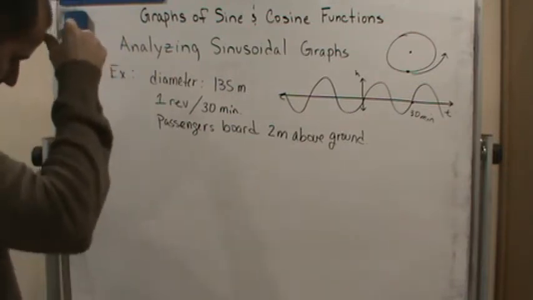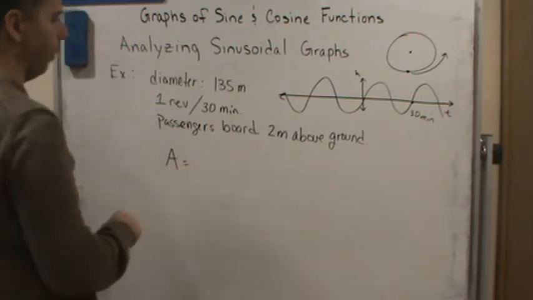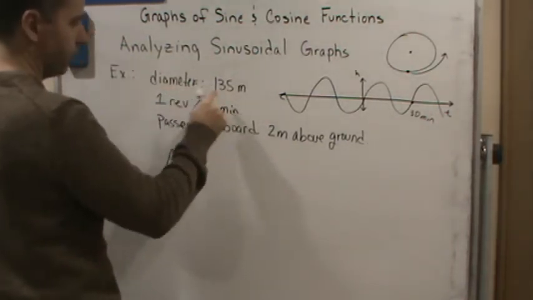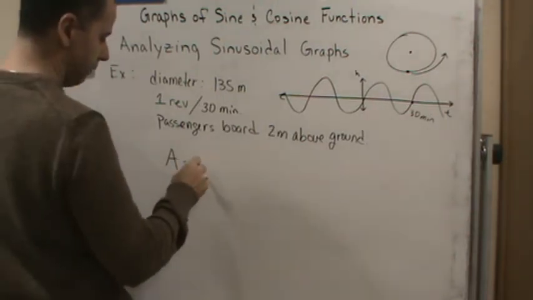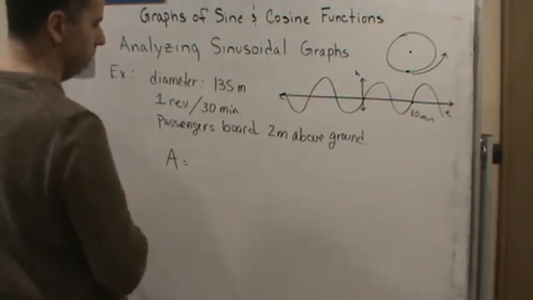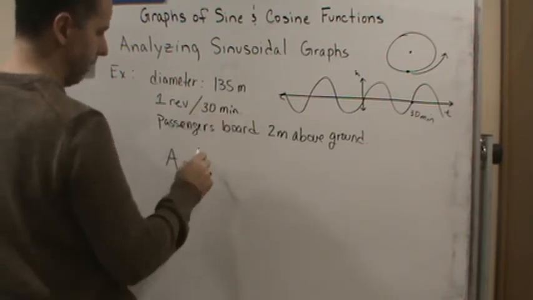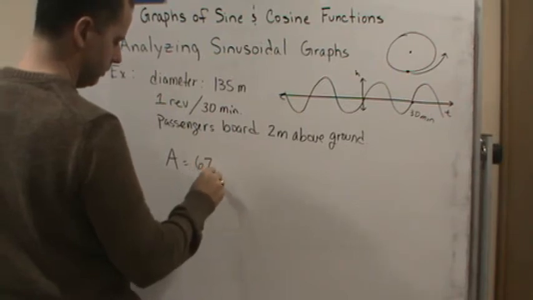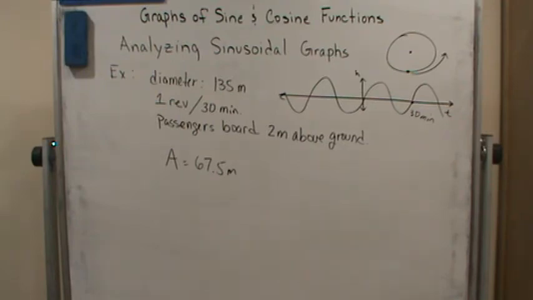Now, what information can we glean from what they gave us? Well, let's talk about amplitude. The diameter is 135, so the amplitude is going to be half of that, which is going to be 69.5. Or no, 67.5. So that'll be 67.5 meters is the amplitude. So half the diameter.